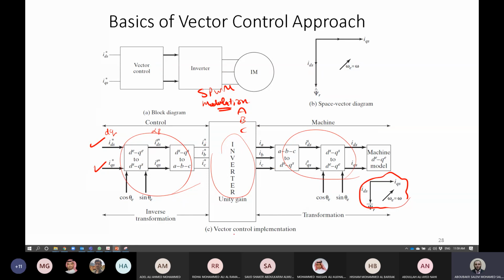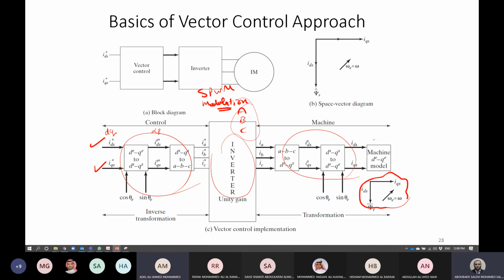But here, field-oriented control or vector control is a function of the ABC variables, so we need to make both transformations. Here, the same: we have ABC, and we need to convert firstly from ABC to alpha beta, then from alpha beta to DQ.